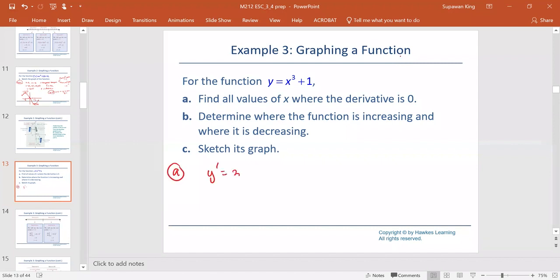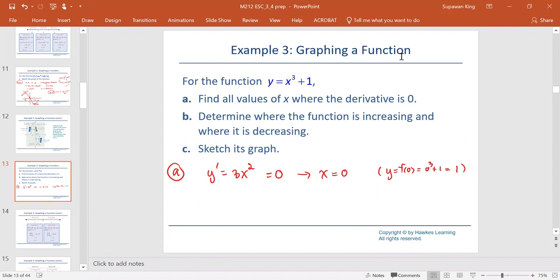For part A, find all values where the derivative is 0. Y prime equals 3x squared. Let it be 0. We get x equals 0. That will give you the horizontal tangent. Let's find the ordered pair. The f at 0 would be 0 to the third plus 1, giving the ordered pair 0, 1, where the tangent line has a horizontal slope.